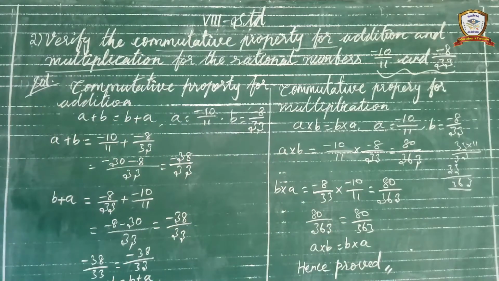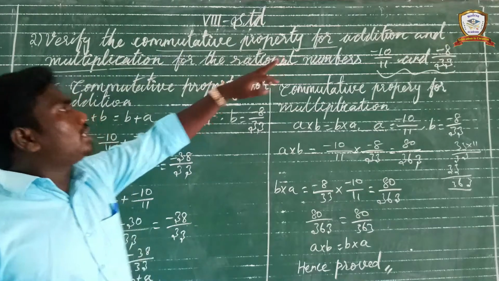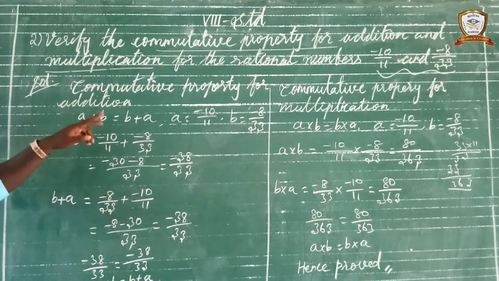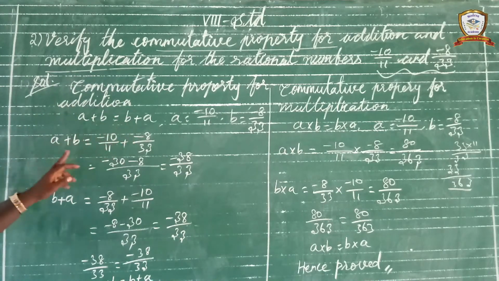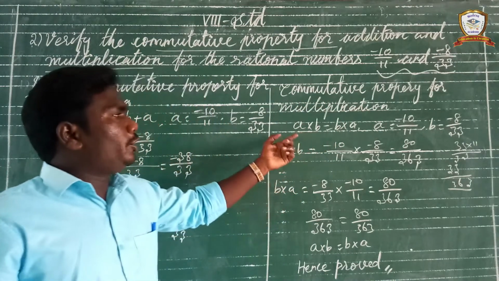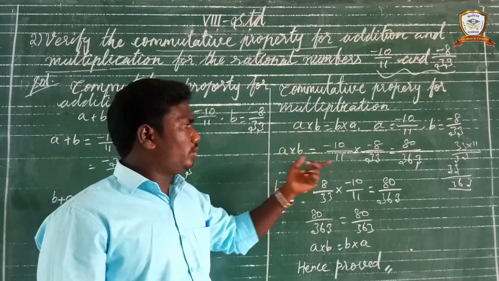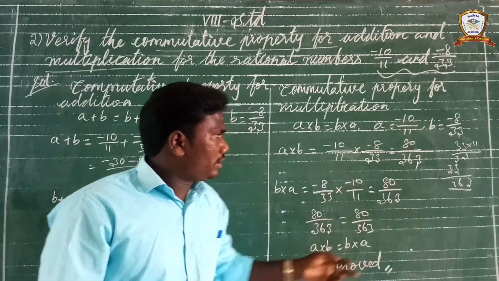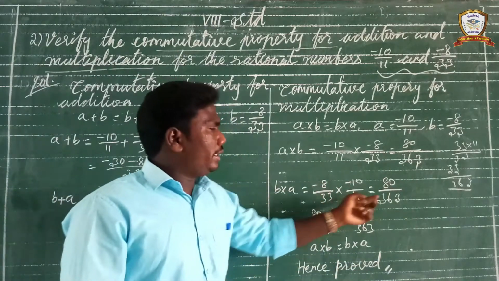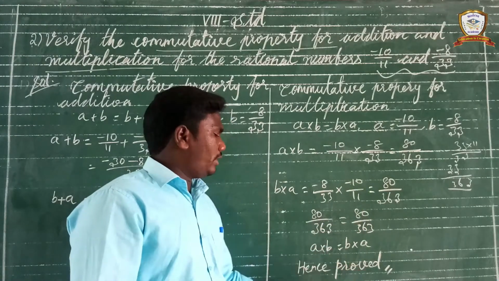So very simple. Given the question, two rational numbers are given, and we want to prove the commutative property for addition and multiplication. For addition, a plus b is equal to b plus a. First we take a plus b, then b plus a. They are both equal. Therefore a plus b is equal to b plus a, hence proved. The next, commutative property for multiplication, a into b is equal to b into a. First we take LHS, the left hand side, a into b is equal to 80 divided by 363. B into a is equal to 80 divided by 363. So both are equal. Therefore a into b is equal to b into a, hence proved. Are you clear?